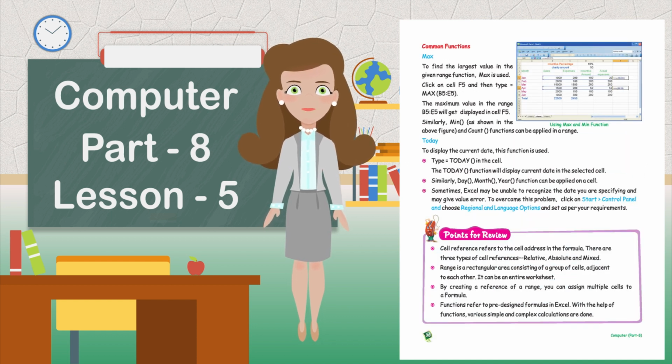Common functions. MAX. To find the largest value in the given range, function MAX is used. Click on cell F5 and then type =MAX(B5:E5). The maximum value in the range B5:E5 will get displayed in cell F5. Similarly, MIN, as shown in the above figure, and COUNT functions can be applied in a range.